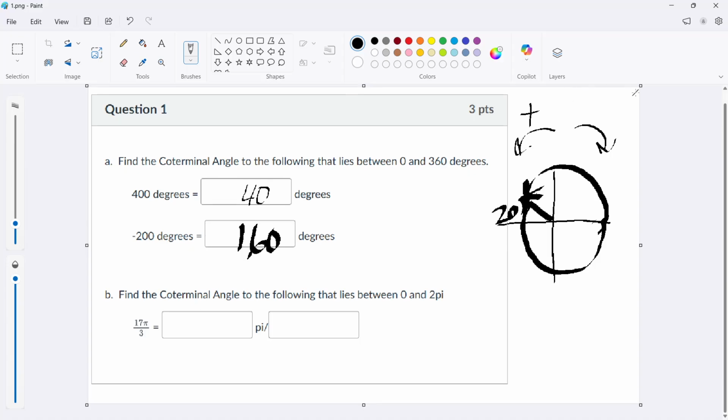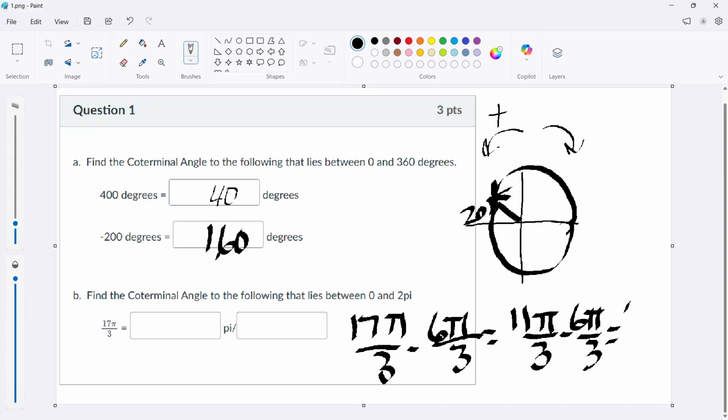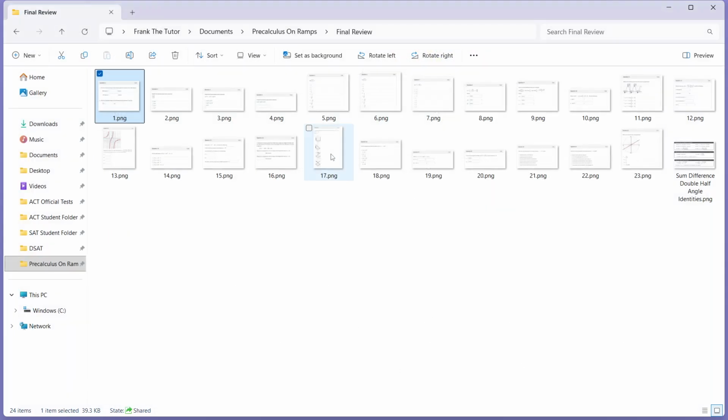Find the coterminal angle that runs between 0 and 2 pi. Well, I'll just keep subtracting 2 pi from it. 17 pi over 3 minus 2 pi, and if I want to put it over 3, 3 times 2 pi, so 2 pi is 6 pi over 3. 3 times 2 is 6, and then I put 3 in the denominator. 6 divided by 3 is 2. So 17 minus 6 pi is 11 pi over 3, minus another 6 pi over 3, another 2 pi, is equal to 5 pi over 3. And now that's smaller than 2 pi, so it's 5 pi over 3. So there's those answers. Okay, number 2.